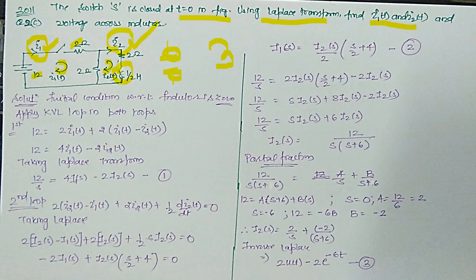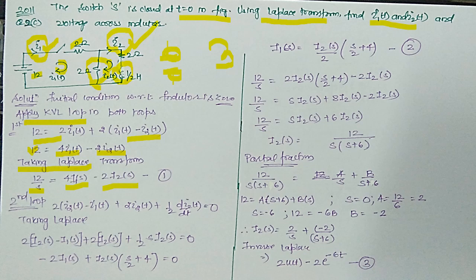You need to first write the KVL, that is the loop equation, for this I1. So I am writing here, loop equation is 12 equals 2 times I1(t) plus 2 into, again this resistance is shared by these two loops, hence I1(t) minus I2(t). If you further solve it, you will find 12 is equal to 4 times I1(t) minus 2 times I2(t). Taking the Laplace transform of the equation, 12 is replaced by 12 by s, this is replaced by 4 times I1(s), and the other is replaced by minus 2 into I2(s).